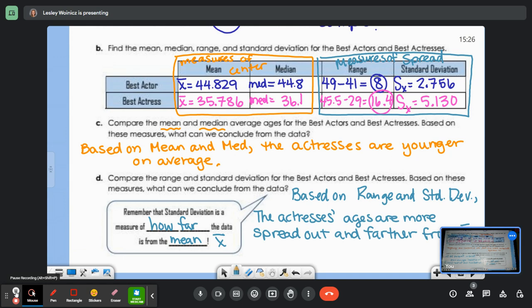Okay, so if the ladies are more spread out and farther from the mean, that means that the actors are closer together and closer to the mean, right? Okay. Any questions about this? Okay.